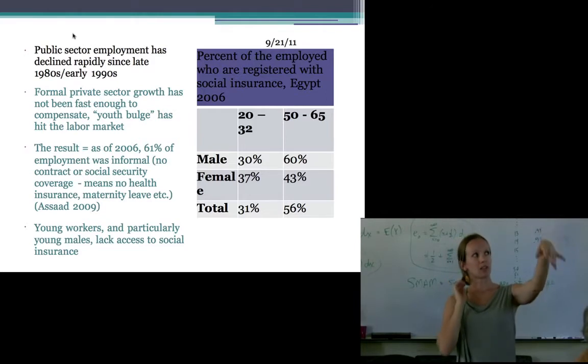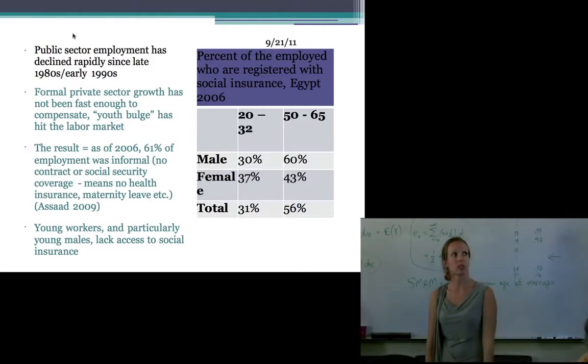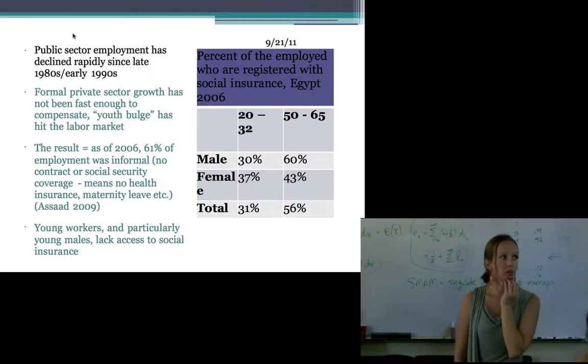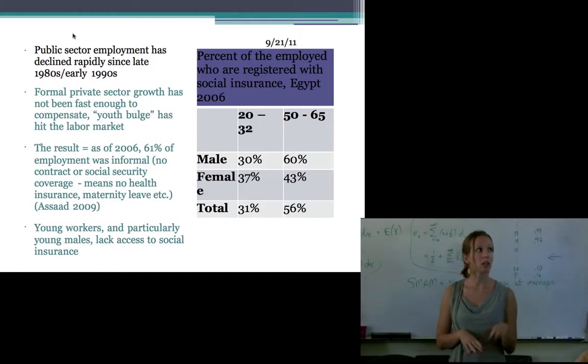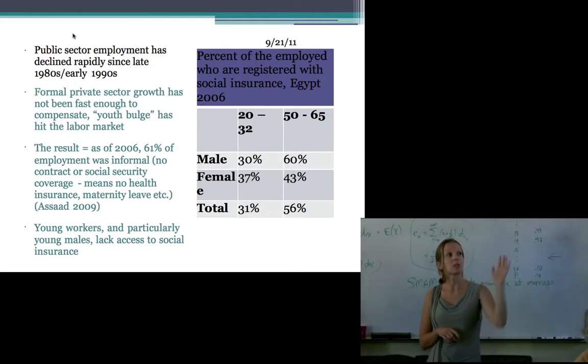As you can see, I just ran a very quick crosstab of the percentage of the employed who are registered with social insurance. Among the older generation, people who are now approaching retirement age, in their 50s and 60s, 60% of men and 43% of women have social insurance coverage. So even among these older generations, you have a fairly large number of people who are working but will not get a pension when they leave the labor market. Among the 20 to 30-year-olds, that has gone down to about 30%, particularly among men.